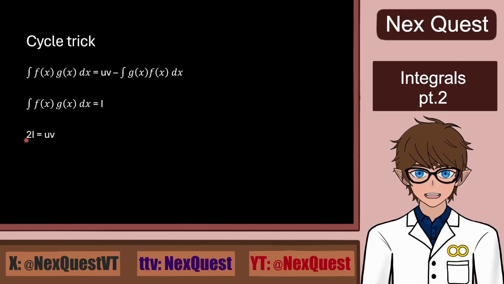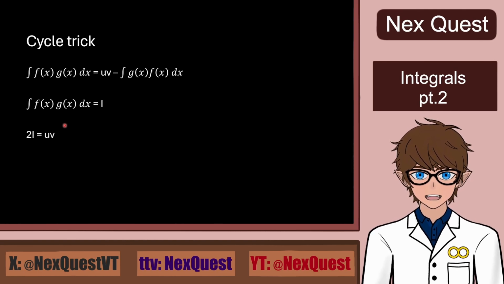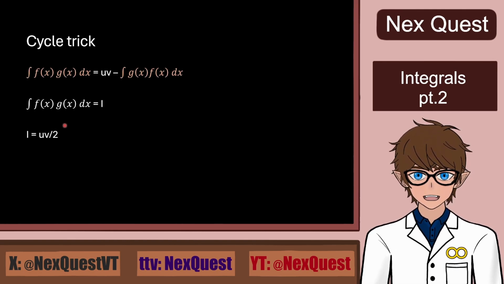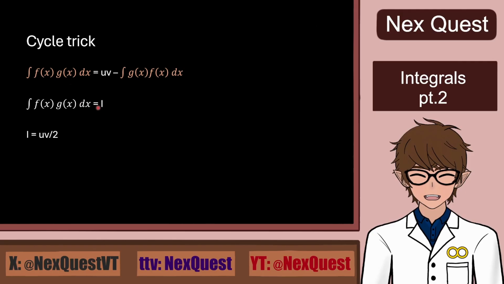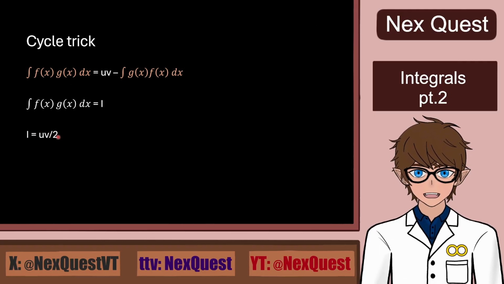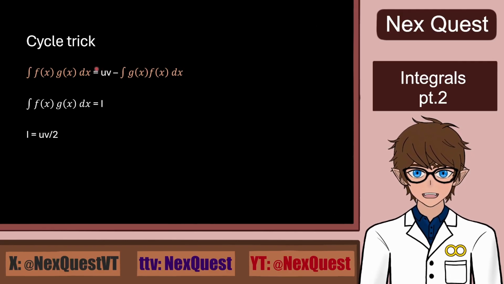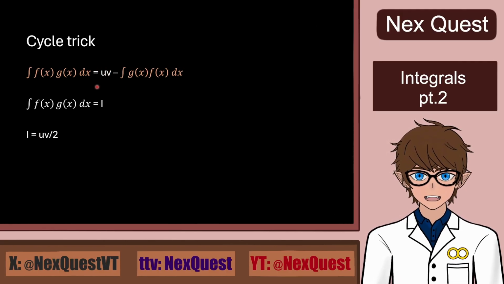We get 2I equals uv. Then getting the formula set as the result of the original integral, because we want to solve this one, which is I, divided by 2. So the result of certain integrals that loop into themselves would be to divide this u times v by 2.